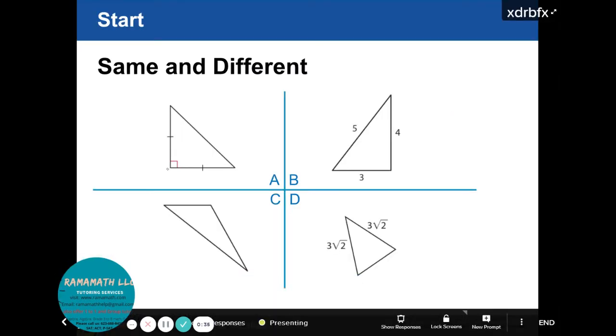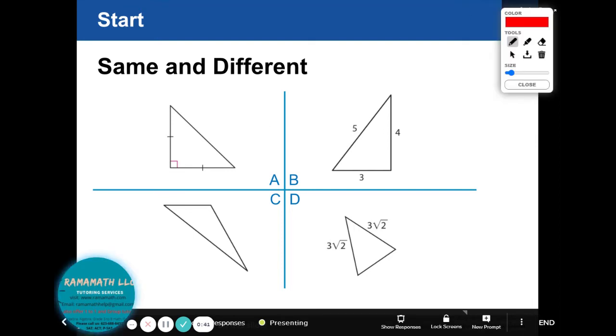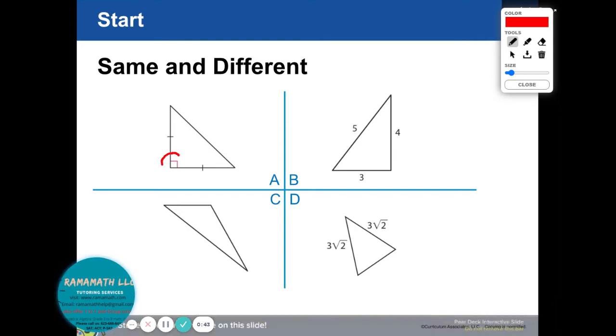Okay. So if I look at this one carefully, there are many things that are the same and different too. In this case, I can see it's 90 degrees. It's a right triangle. This one, I don't think it's a right angle triangle. And this one is an isosceles triangle. We can say that because there are two sides the same.